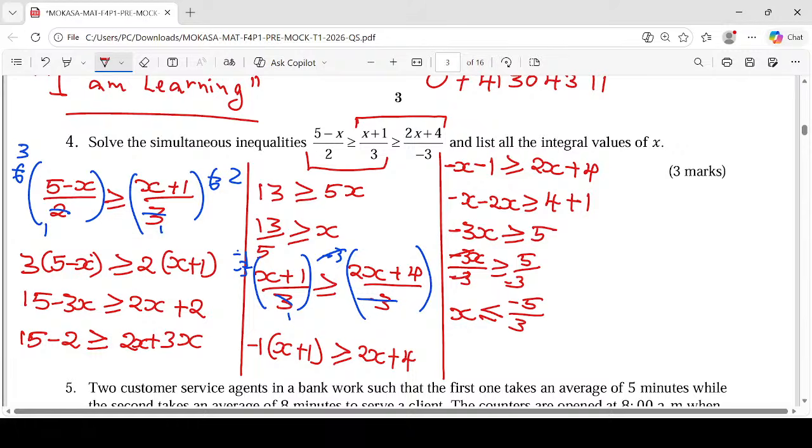It would have been negative 3x minus 3 being greater than or equal to 6x plus 12. Then when I collect, that would have been negative 9x being greater than or equal to 15. Then when you divide, when you cross multiply, no, there is something here that we need to iron out.